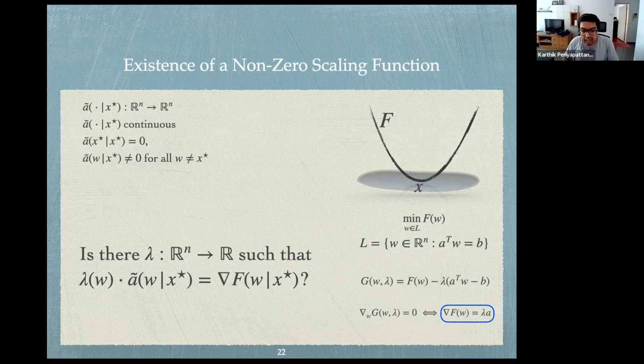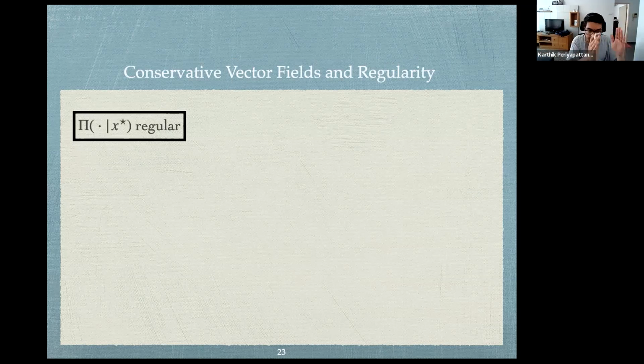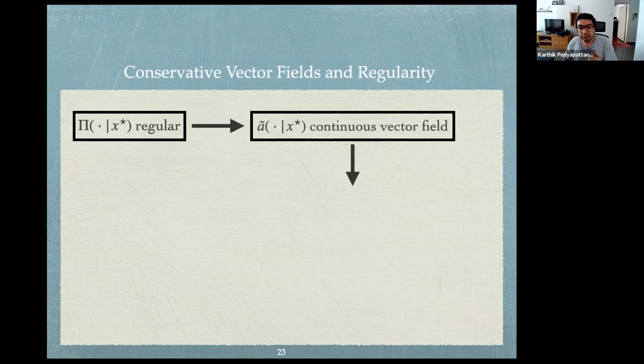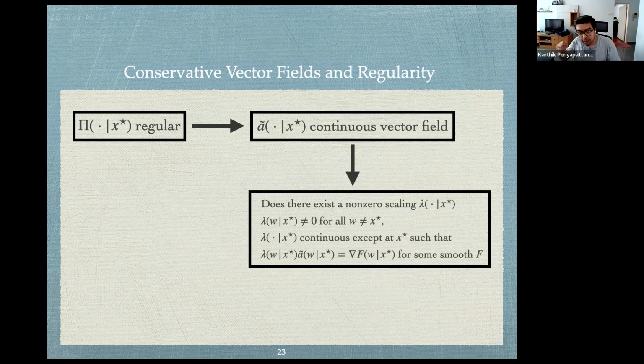So if we just trace back, we were given a regular projection rule. From that, we extracted a continuous vector field. We are now asking ourselves, can this vector field be scaled so that the scaled vector field is of a special form? What is the form? It is a gradient of some function. Not every vector field is a gradient of some function. Only some special vector fields are of the form gradient of some function. So can the A be scaled so that it looks like the gradient of some function?